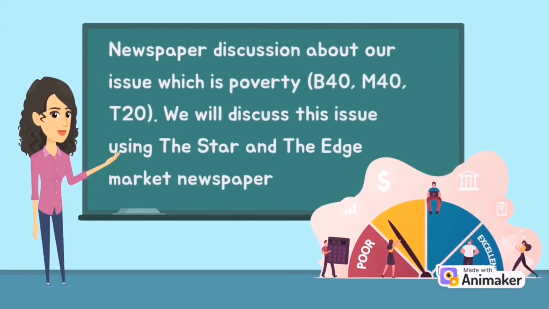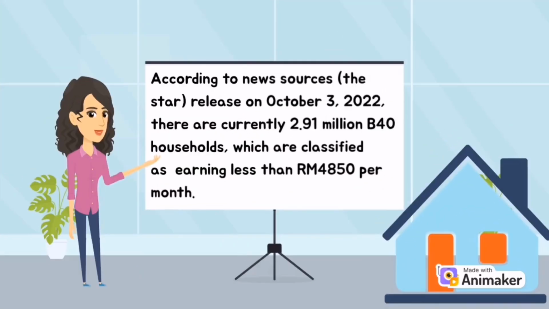So now we will have a newspaper discussion about our issue, which is poverty in B40, M40 and T20. We will discuss this issue using the Star and the Edge Market newspapers.